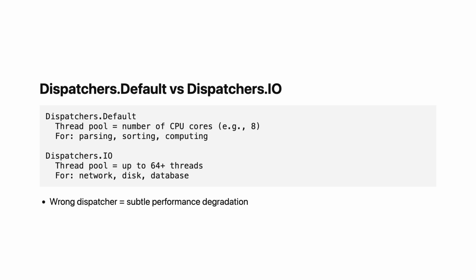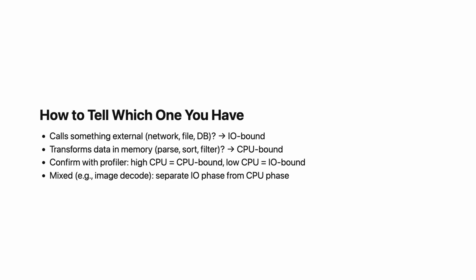When you are looking at a piece of code, how do you determine if it is CPU bound or I/O bound? The simplest heuristic is to ask, does this code call out to something external? If the code makes a network call, reads a file, queries a database, or communicates with hardware, it is I/O bound. If the code transforms data in memory, parsing, sorting, filtering, encrypting, it is CPU bound. For confirmation, profile it. Run the code and watch CPU utilization. If the CPU is peaked at high utilization, it is CPU bound. If the CPU is low and the wall clock time is still long, it is I/O bound.